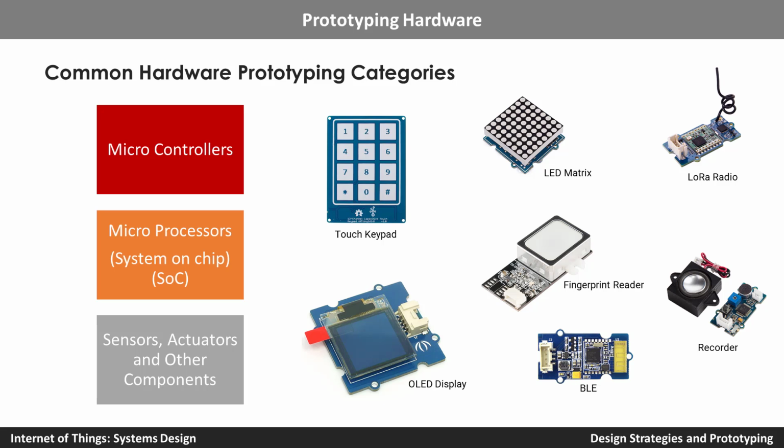So in this figure, you can see a variety of different components: touchpad, touch keypad, LED matrix, LoRaWAN radio, fingerprinter, a recording device, Bluetooth low energy, OLED display. So there are many components, over thousands of components you can buy off the shelf that are designed to do different tasks. But these are the three primary categories of prototyping hardware components.